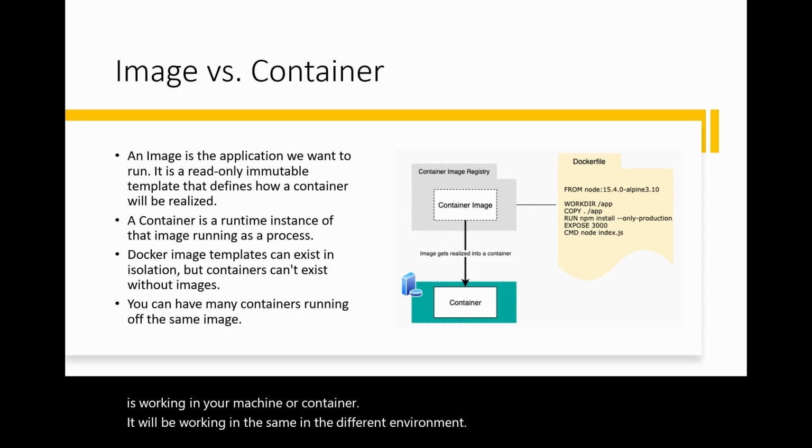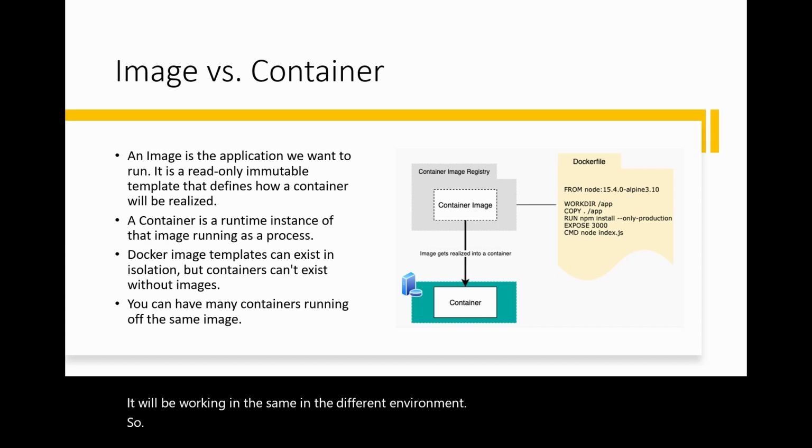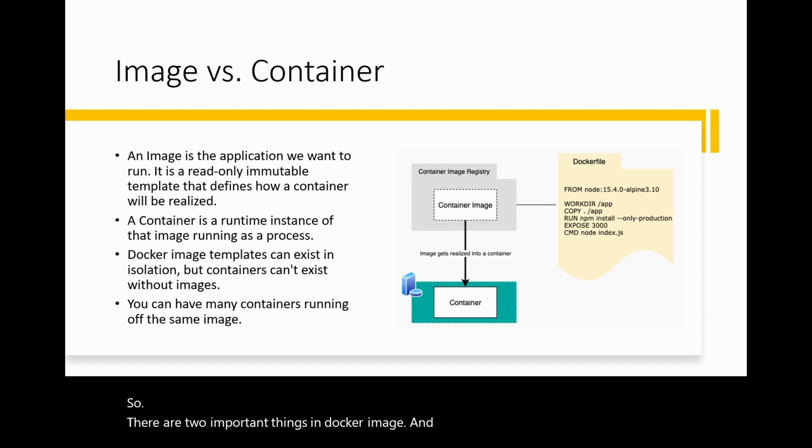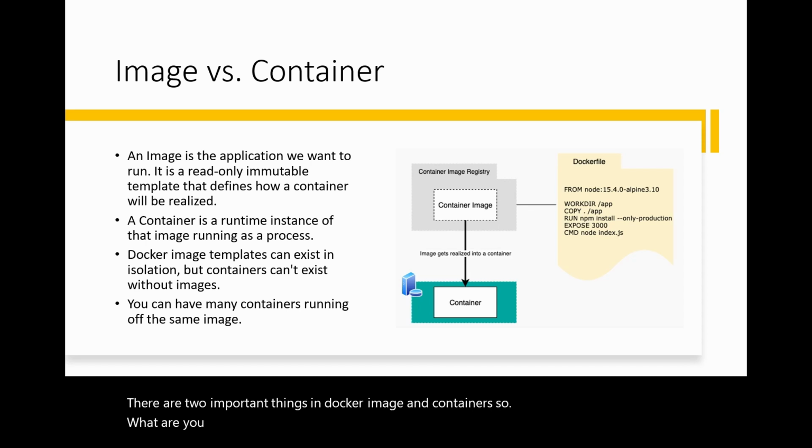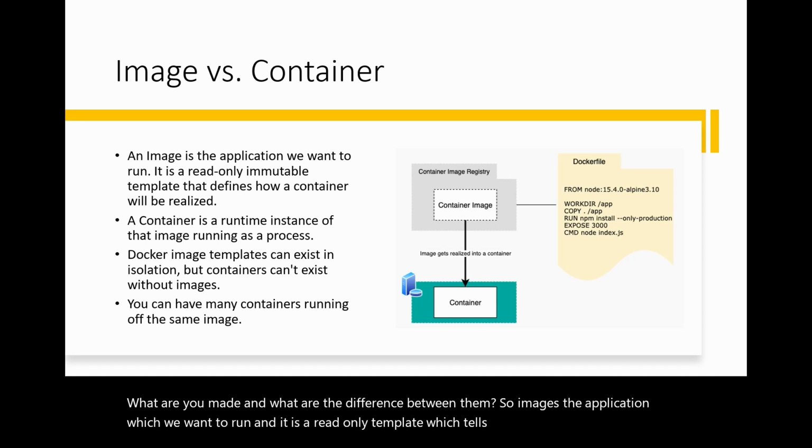So there are two important things in Docker: images and containers. So what are images and what is the difference between them? An image is the application which we want to run, and it is a read-only template which tells how to build a container or how it will be realized.